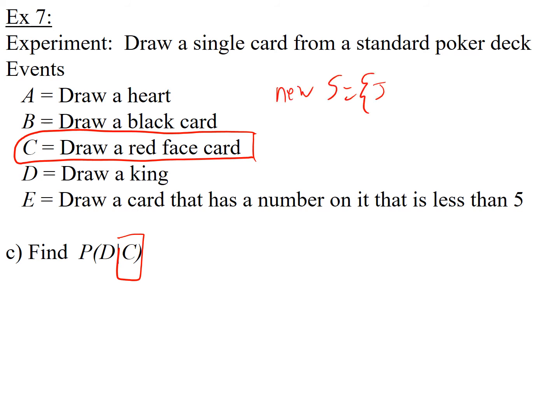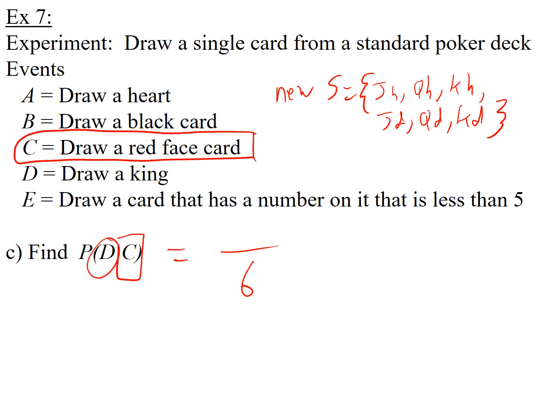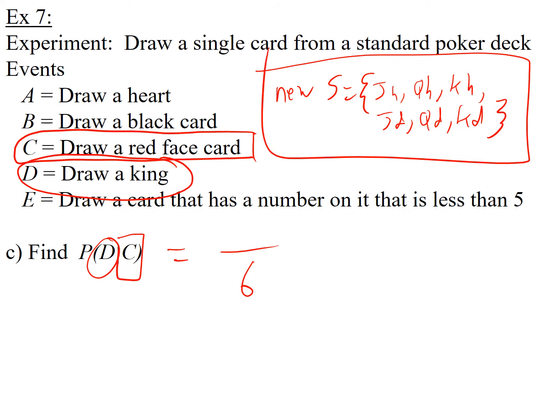So it's a Jack of hearts, Queen of hearts, King of hearts. Those are the heart red face cards. And then the Jack of diamonds, Queen of diamonds, King of diamonds. Those are all the red face cards. So I know for sure the bottom number is 6. Now I want to find the probability of D given this new information. I want to know the probability of drawing a king. Don't count all the kings, only count the kings that are in here because my old sample space is gone. It's just this new sample space. And in my new sample space, there's 2 kings, so 2 goes on top. And the answer is 2 out of 6 for that one.